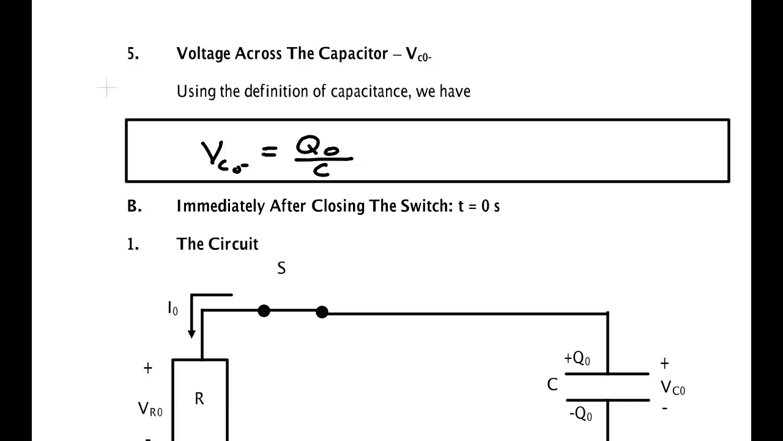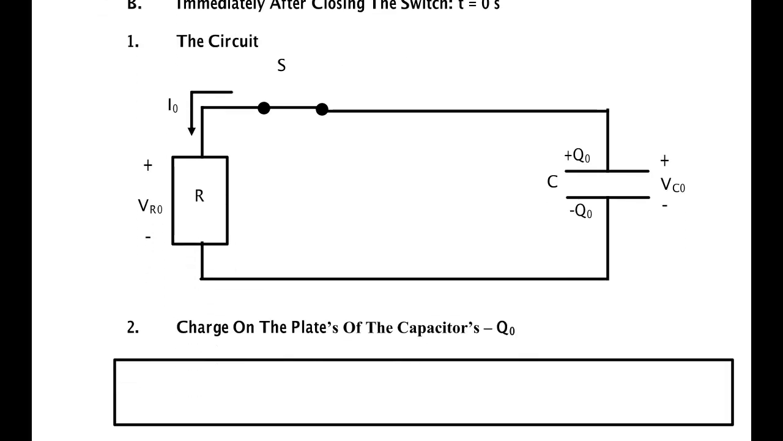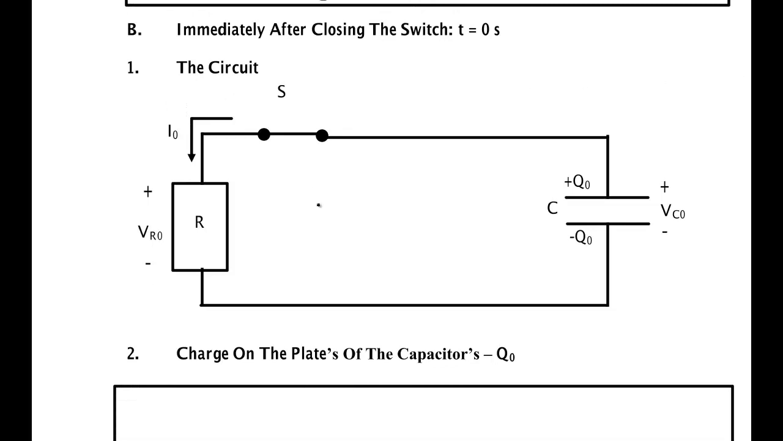Alright, now we shut the switch. Now when we shut the switch, the voltage across the switch becomes 0. That's because every point on the switch here becomes an equipotential surface. So Vs is 0 volts. The switch is shorted.